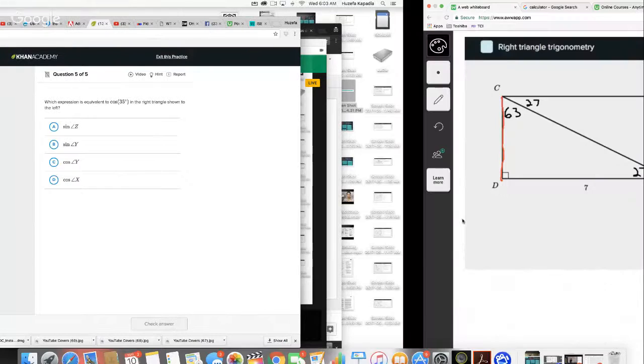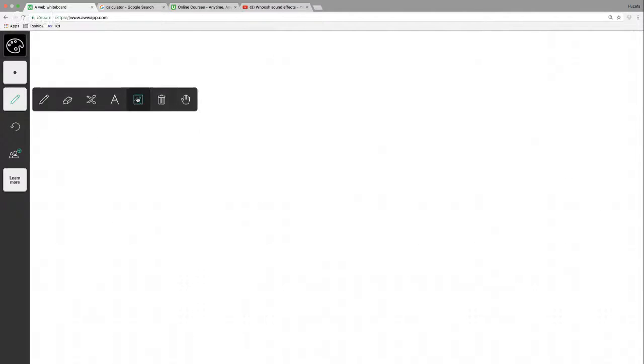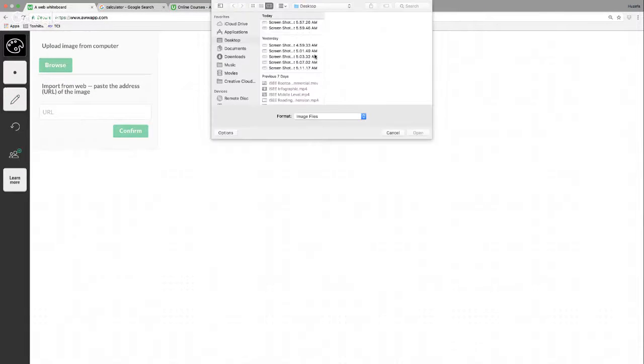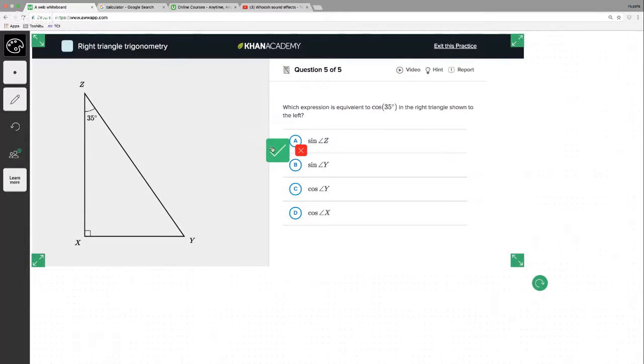And we got the last question of the day. Wow, time has flown. It's already 6 o'clock. I gotta get ready for my morning workout before the day begins. And here we are. Which expression is equivalent to cosine 35 in the right triangle shown to the left?